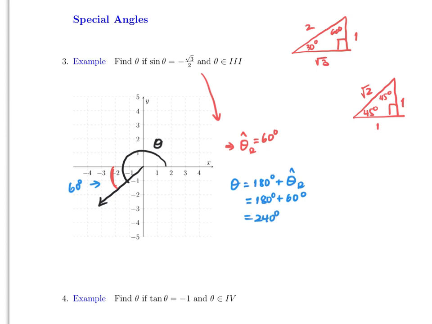And that's it. So you can see this is easier because you don't have to rely on the calculator. And for these particular problems, if it is related to the special triangles, the answer is always going to be 30, 60, 45 for now.